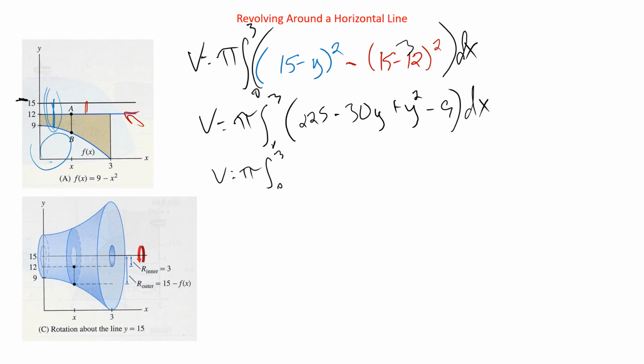So we have from 0 to 3, 225 minus 9 is 216 minus 30y plus y squared dx. Totally forgot to substitute y in. That's okay. We could actually still substitute y in right here. Y is 9 minus x squared. Oh, that's going to be more obnoxious.